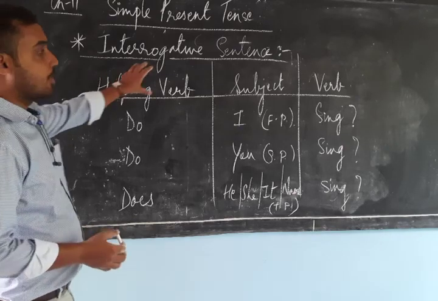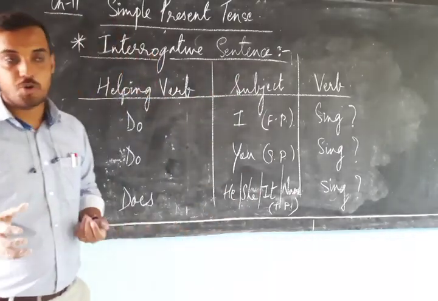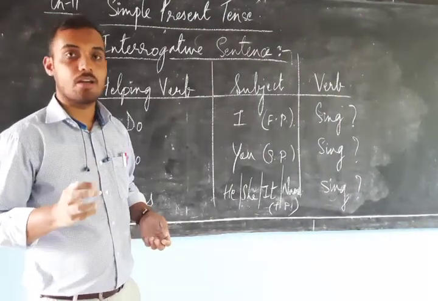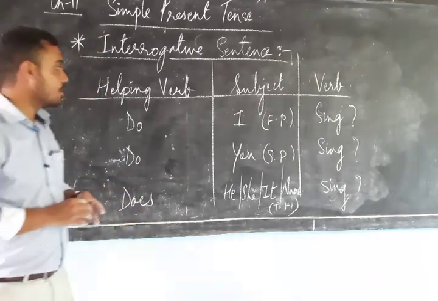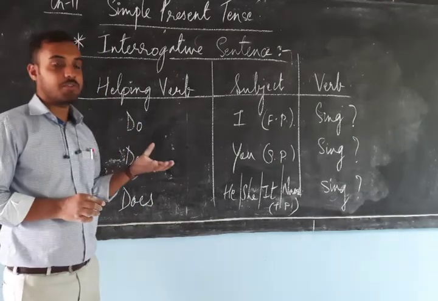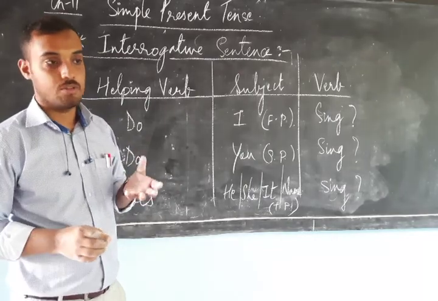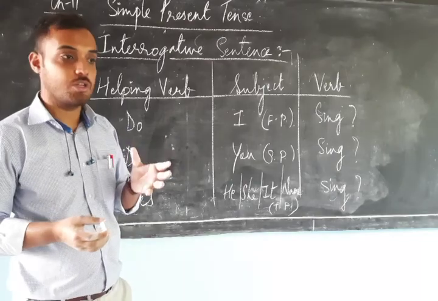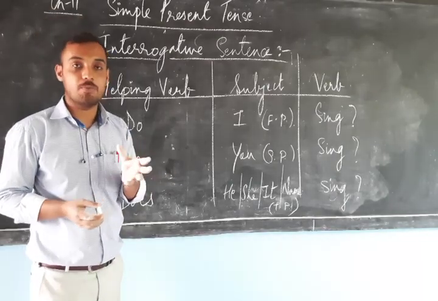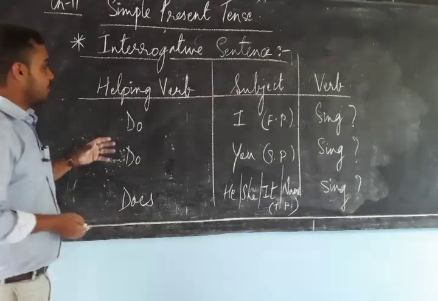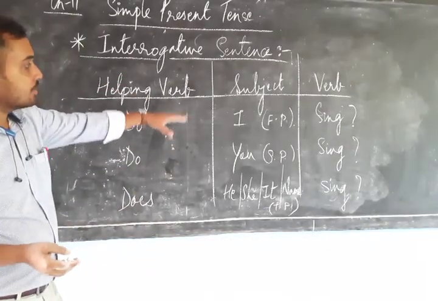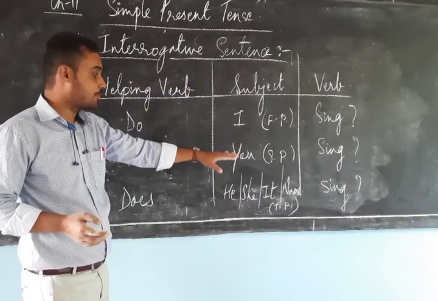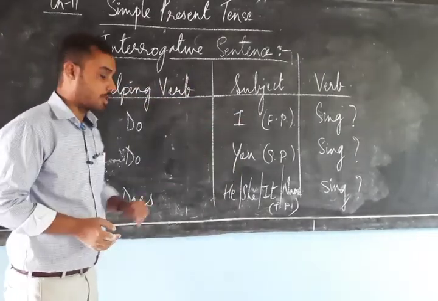Now we are going to discuss interrogative sentences. Interrogative sentences are those sentences that ask you a question. How do we form an interrogative sentence in the simple present tense? We have to ask a question and make sure it is in the form of simple present tense. Here I have made a chart with the singular subjects: first person, second person, third person.